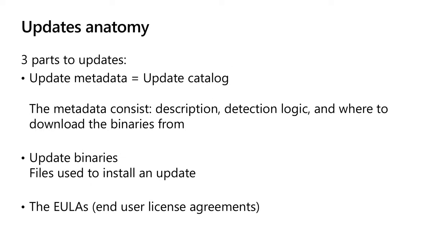Okay, so the anatomy of patches. What makes up the anatomy of a patch? There are three things. There's the update metadata, which is the update catalog, which consists of the detection logic, the name and where the binaries come from, stuff like that. Then you have the update binaries, which are the files that do the updates. And then you have the EULA, the user agreements.